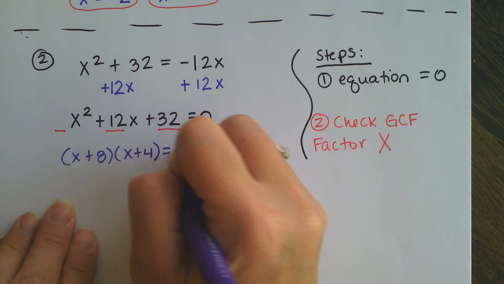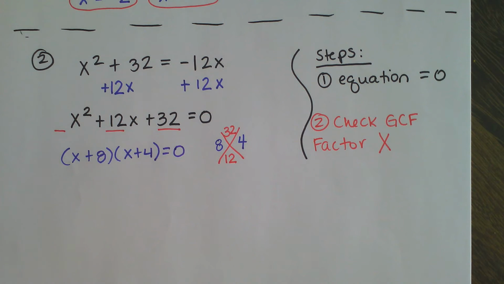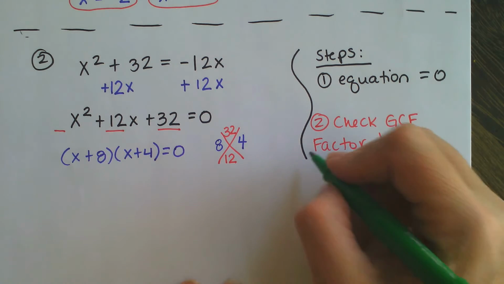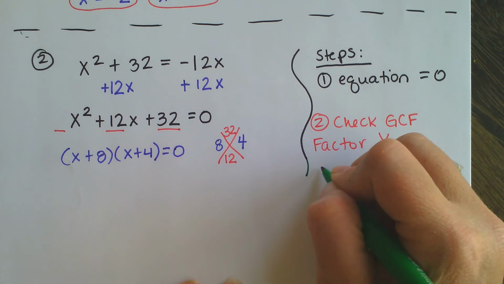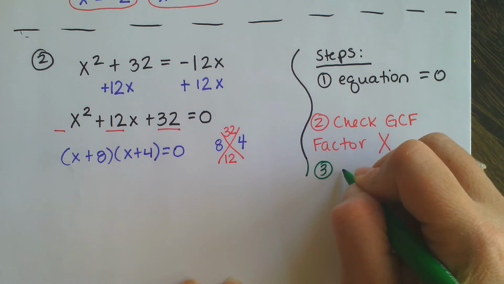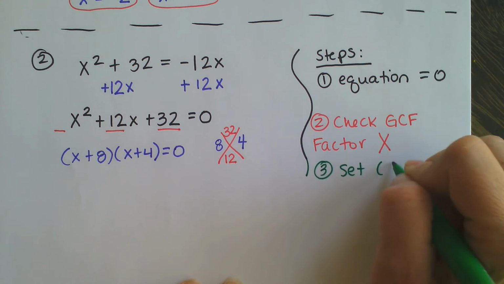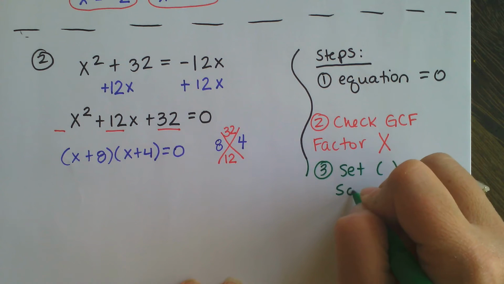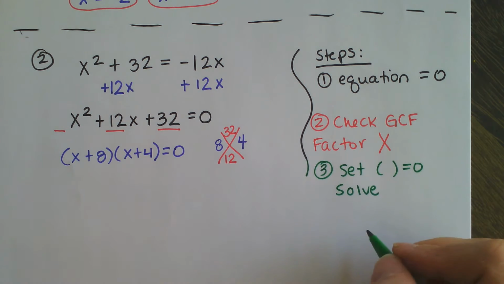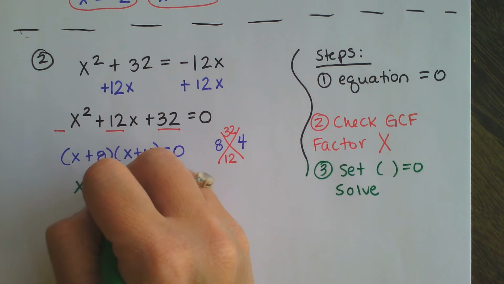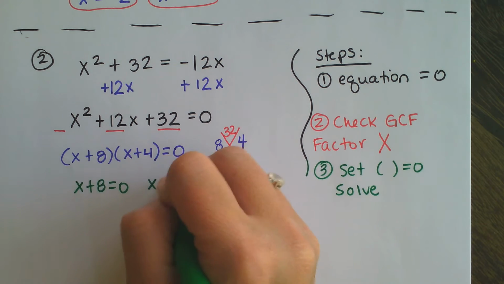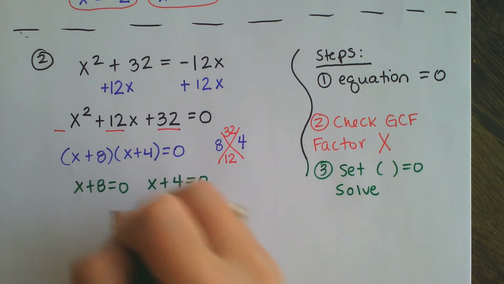Our equation is still set equal to 0, which reminds us that we are going to have to set each factor equal to 0 and solve. So that's our last step. So x plus 8 equals 0, x plus 4 equals 0.